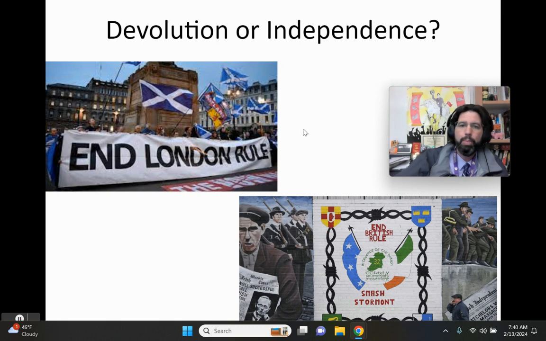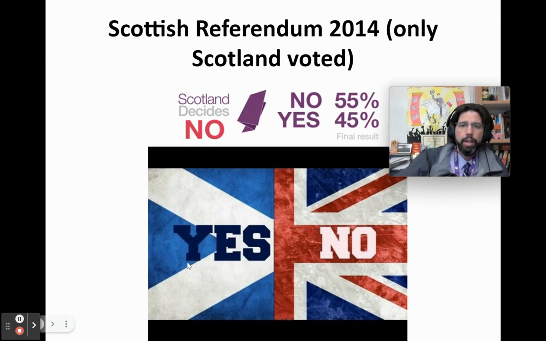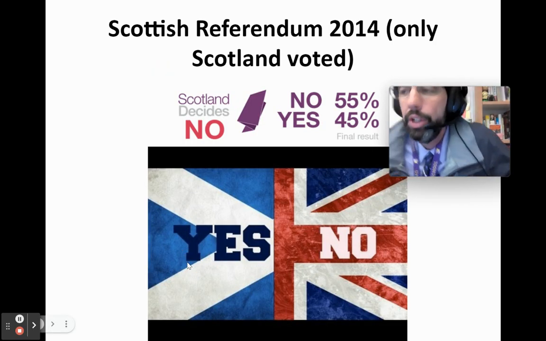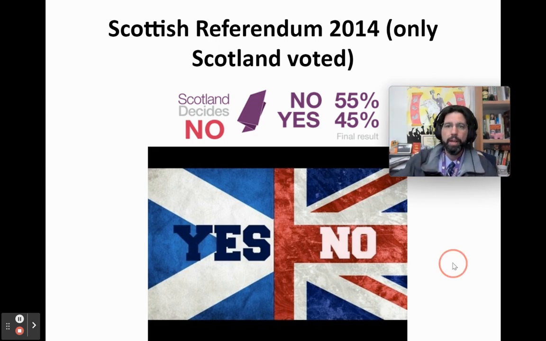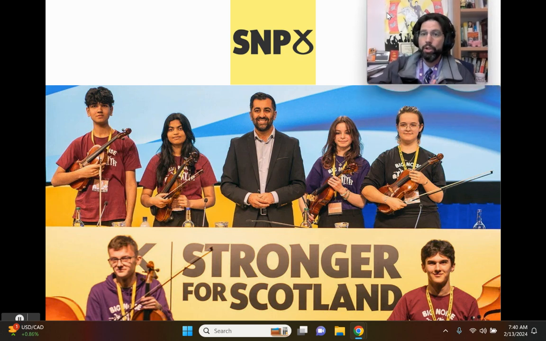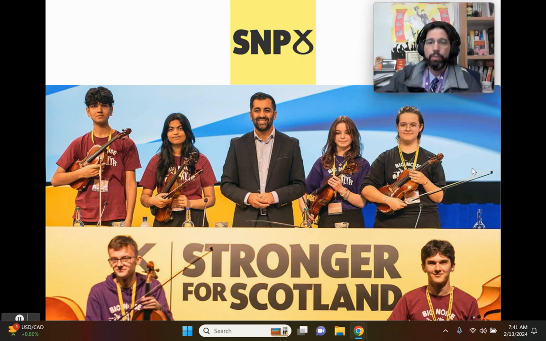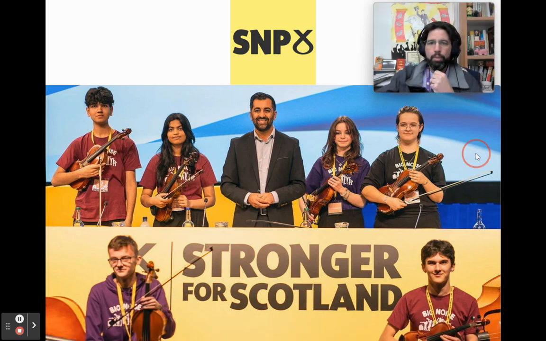The devolution or independence question: what do we do? Do we just devolve power to places like Scotland or Northern Ireland? Scotland actually tried to pass a referendum to leave in 2014. Only the Scottish voted, and Scots said no, they don't really want to leave. Before Brexit, though. Now a lot more Scots want to leave because they would like to be a part of the European Union. And the Scottish National Party is very big in Scotland for the Scottish Parliament. So Scottish independence is a legitimate movement up there.